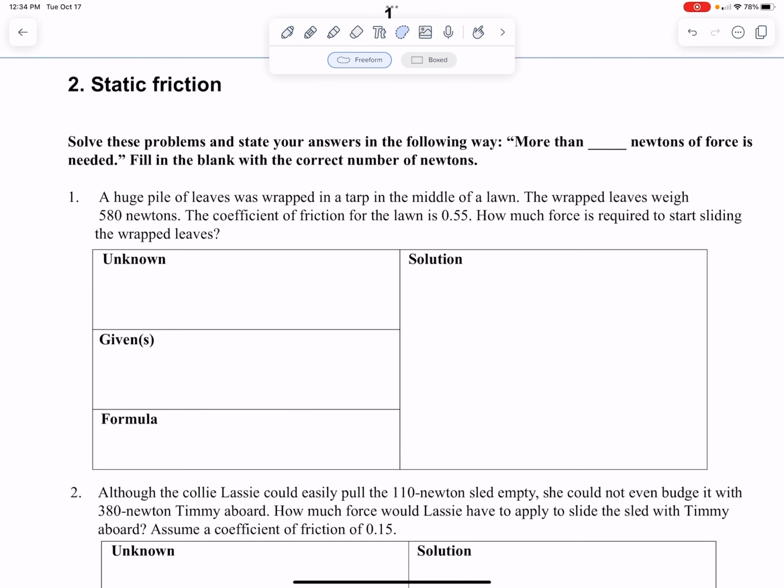Read along with me, please. A huge pile of leaves was wrapped in a tarp in the middle of the lawn. The wrapped leaves weigh 580 newtons. The coefficient of friction for the lawn is 0.55. How much force is required to start sliding the wrapped leaves?